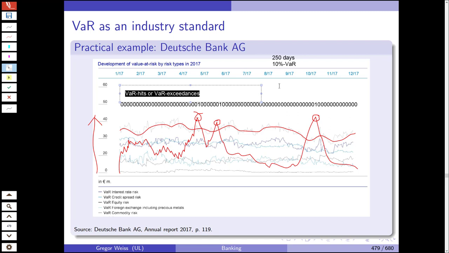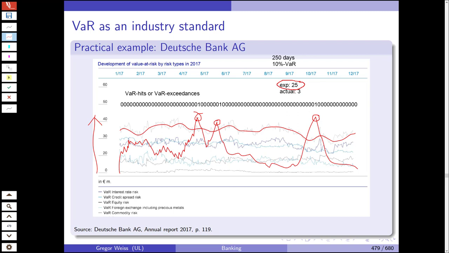Now, we would expect twenty-five. How many do we have actually? One, two, three. So obviously, the risk model can't be any good. We are expecting 25 exceedances, and we only have three.